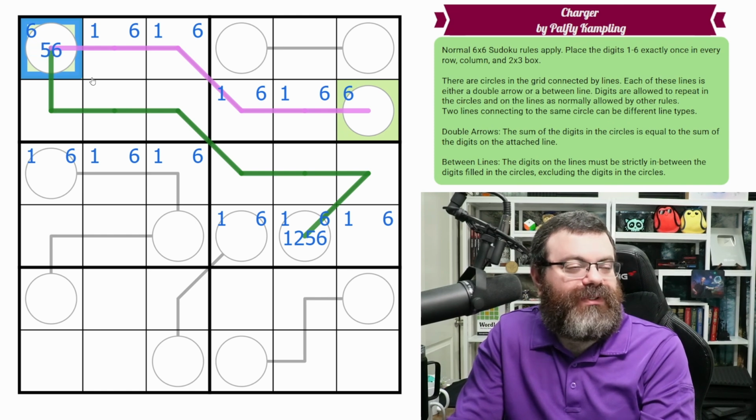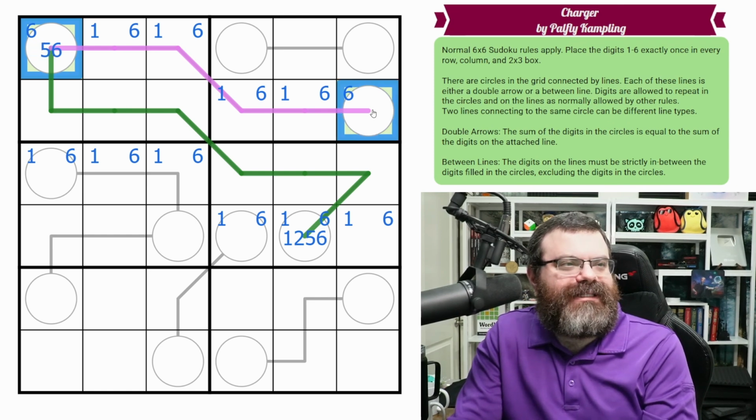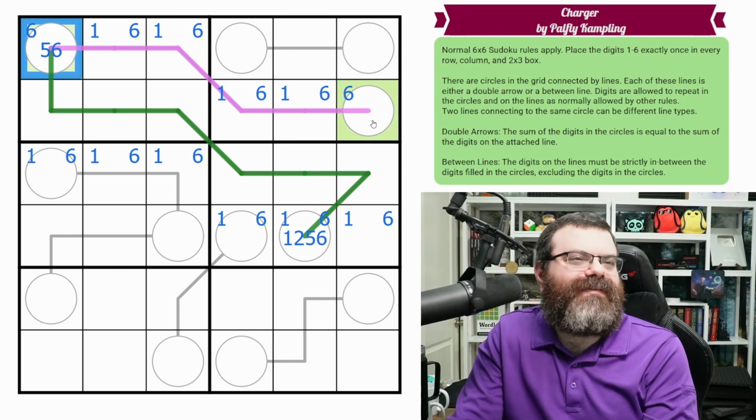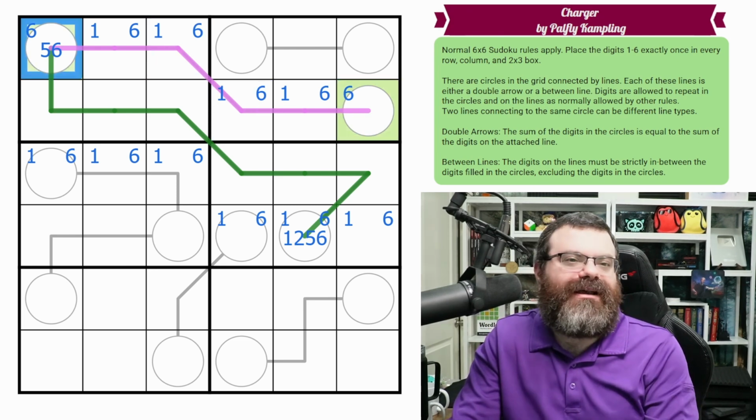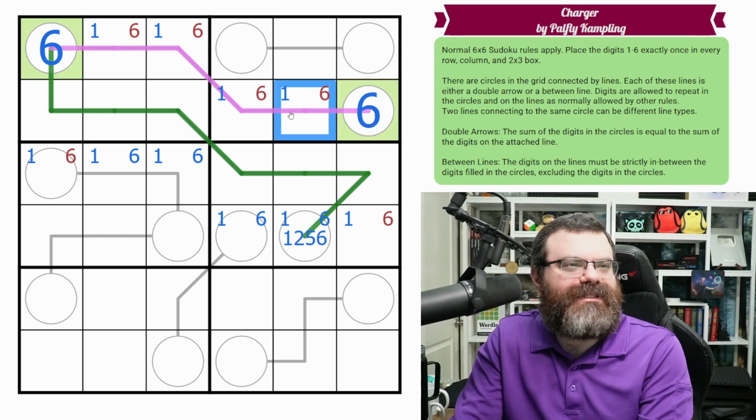They certainly aren't both 2. So the question to ask is, can they both be 5? Well, no. If they were anything but both 6, we'd be enforcing two 6s onto here, and that's broken. That's the obvious way to do it. So these are definitely both 6.